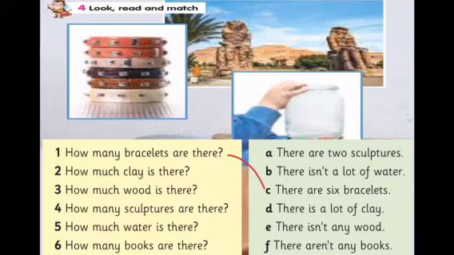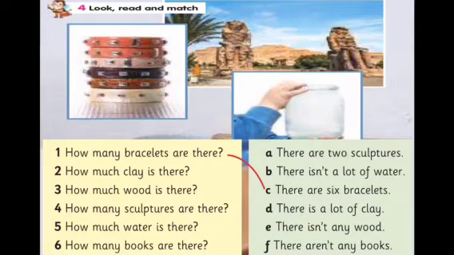Number 1 is answered. How many bracelets are there? There are 6 bracelets. Great. Number 2, how much clay is there? Here we use how much because clay here is uncountable. So how much clay is there? What is the answer? Yeah, letter D. There is a lot of clay.